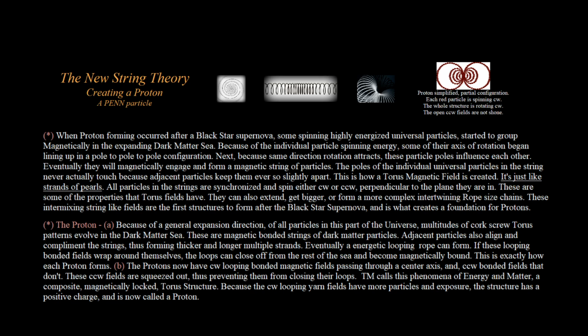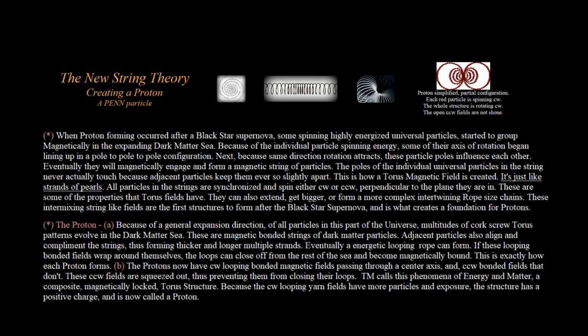The poles of the individual universal particles in the string never actually touch because adjacent particles keep them ever so slightly apart. This is how a torus magnetic field is created. It's just like strands of pearls. All particles in the strings are synchronized and spin either CW or CCW, perpendicular to the plane they are in. These are some of the properties that torus fields have. They can also extend, get bigger, or form more complex intertwining rope-sized chains.